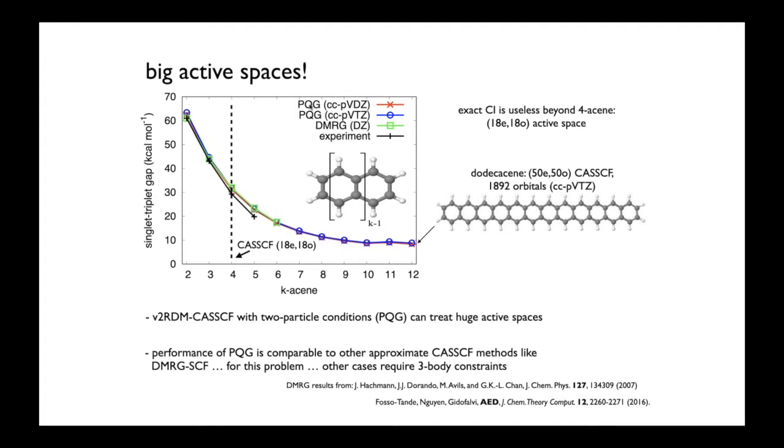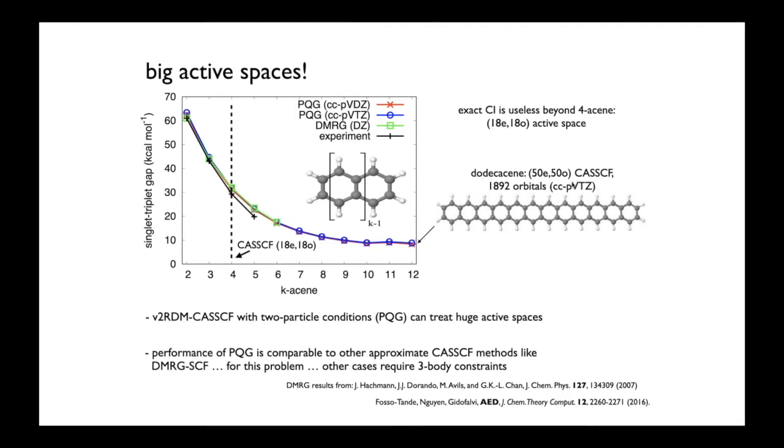We can see here, using these RDM methods in either a cc-pVDZ or a triple zeta basis set, I get essentially the same result. I get very similar results to DMRG, which is another method for doing approximate large-scale CASSCF calculations. And all of these methods agree reasonably well with experiment, at least for the molecules for which I have experimental data. Again, if I was doing an exact CASSCF calculation, I wouldn't be able to move beyond tetraacene, and we can go all the way out to dodecacene, which has a 50,50 active space.